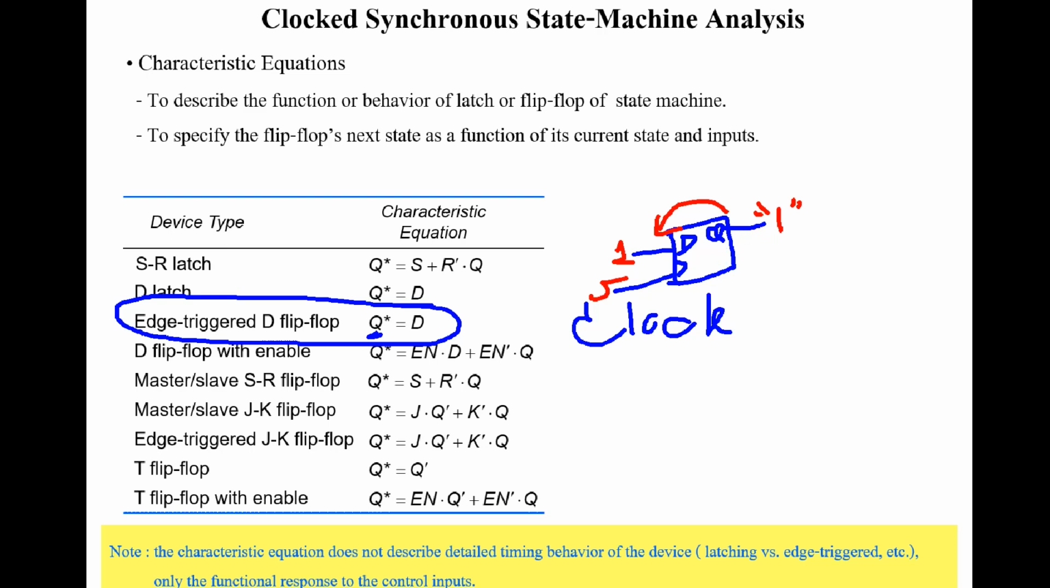But if you want the value of Q to be 0, that means you must apply 0 at D. Then when the clock ticks, Q registers from D and sees, oh, now it's 0, so it's updated to 0. So it's pretty easy, right, to use an edge-triggered D flip-flop. And in this course, maybe we use the D flip-flop a lot.